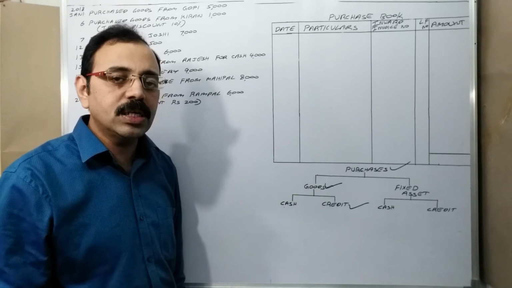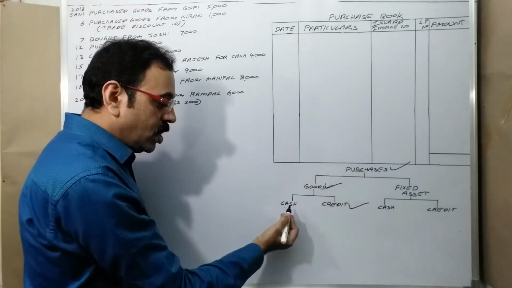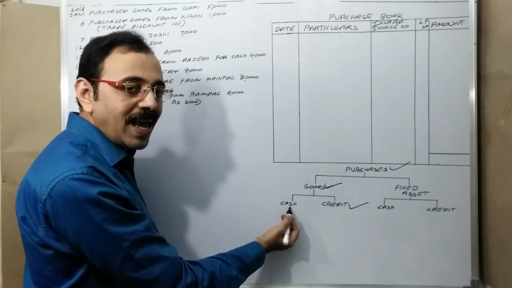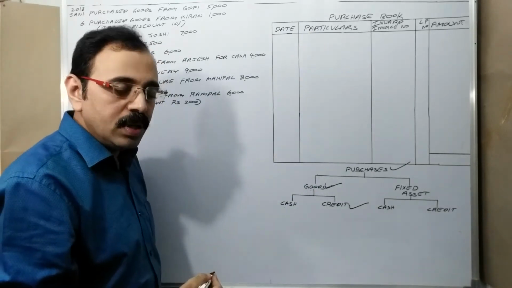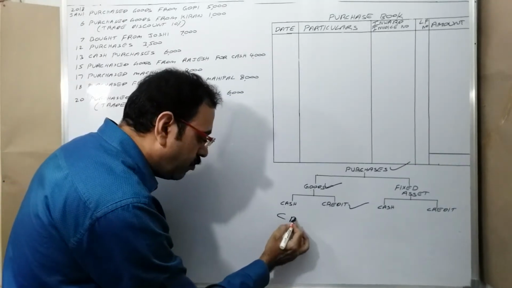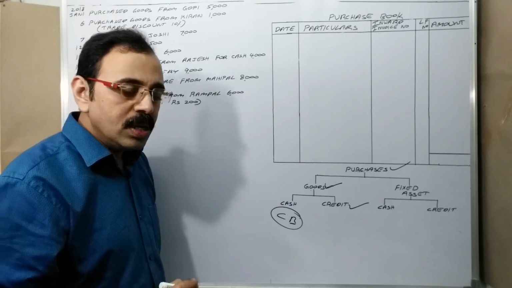Other three purchases, where do they go? Goods purchased for cash. This is a cash transaction. There are a total of 8 subsidiary books. In the cash book, we should record this transaction, not in the purchase book.